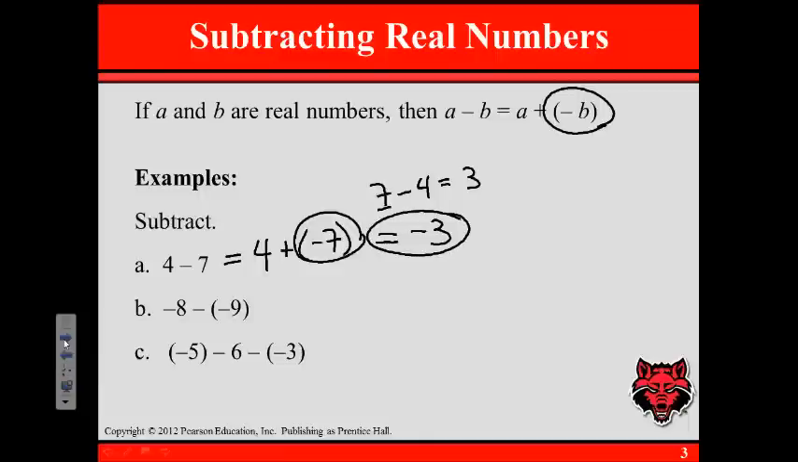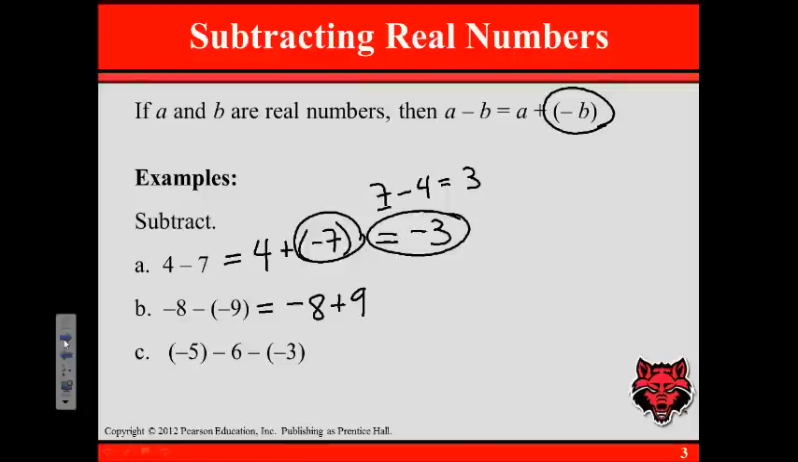Let's try the same process on the next example. Negative 8 minus negative 9. We want to first change this to an addition of the opposite. So negative 8 plus the opposite of negative 9. The opposite of negative 9 is a positive 9. So we have negative 8 plus 9.